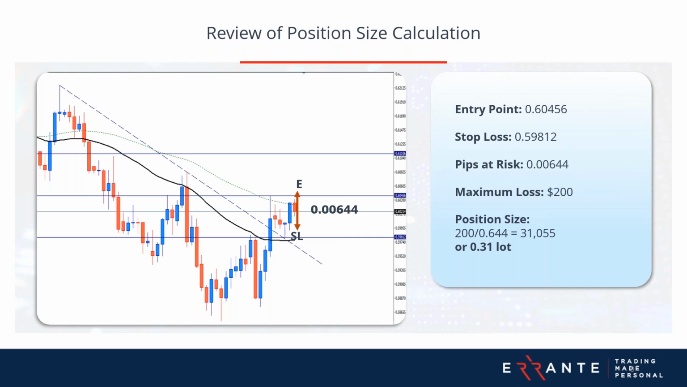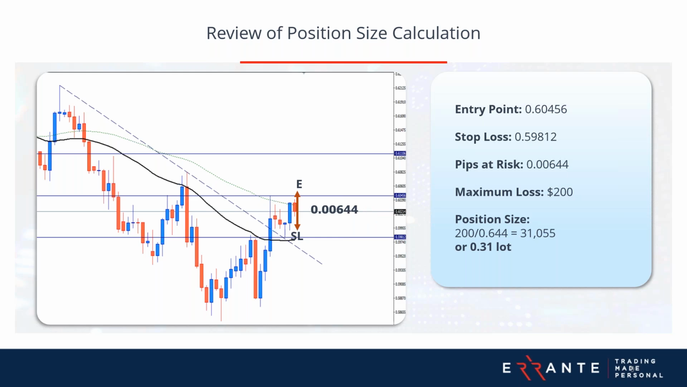The entry point, or E, is at 0.60456, and the stop loss, or SL, is set at 0.59812. The distance between the entry point and the stop loss is 64.4 pips. You see here, in terms of the pip, we show it here.